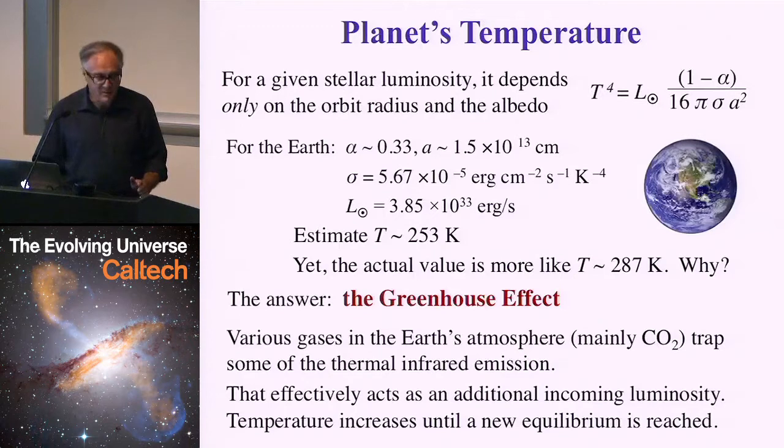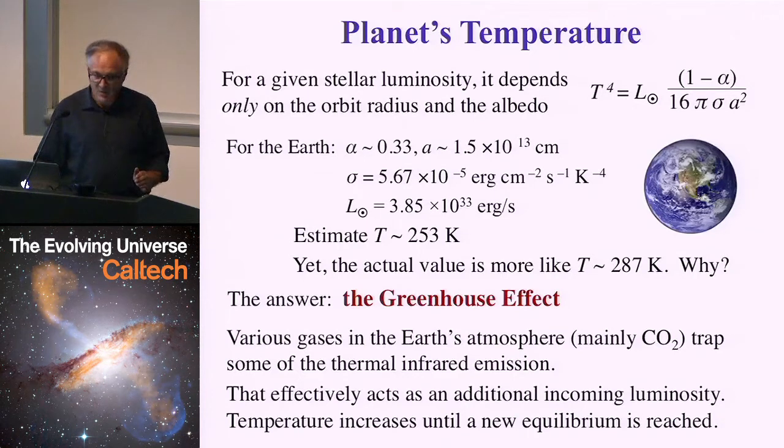Now let's see how it works for the Earth. So plug in the numbers. You have to trust me that albedo really is about 1/3. And we know how far it is. This is 1 astronomical unit, the Stefan-Boltzmann constant, solar luminosity. And we come up with 253 Kelvin, give or take. In other words, 20 degrees centigrade below freezing. Well, and that's supposed to be the average temperature of planet Earth. So clearly this is not the case.